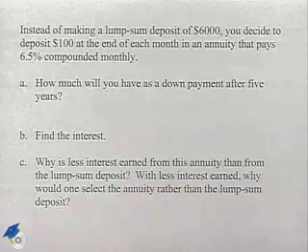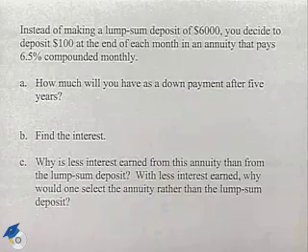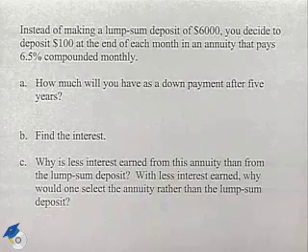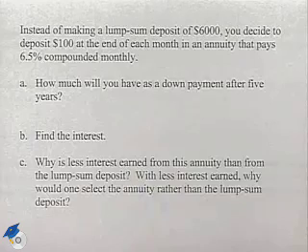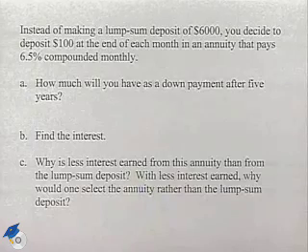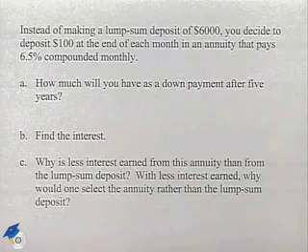Now we're going to look at a problem dealing with an annuity. Instead of making a lump sum deposit of $6,000, you decide to deposit $100 at the end of each month in an annuity that pays 6.5% compounded monthly. In Part A, we want to find out how much you will have as a down payment after 5 years.